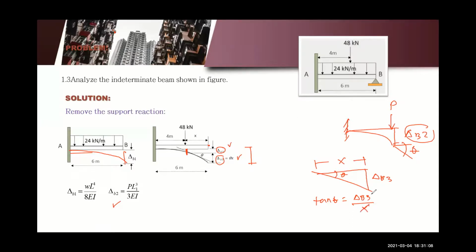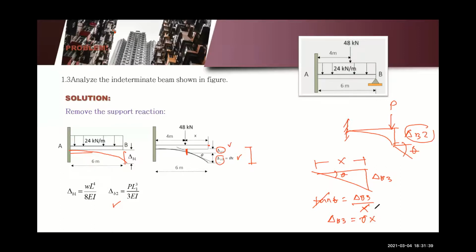So, if you are to get your delta B3, di ba, it is equal to theta x. Now, why theta x? Because we eliminate the tangent. Since the angle here is relatively small, pwede natin i-neglect yung tangent. For example, if you try tangent of a small theta in the calculator, that will be just equal to theta. So, pwede natin siyang i-write as theta x lang.